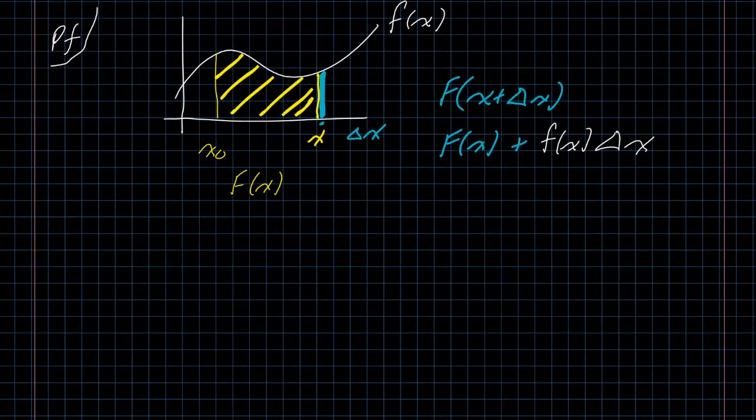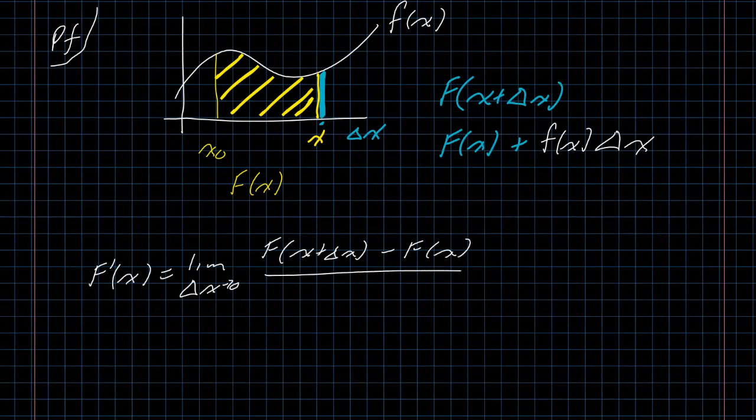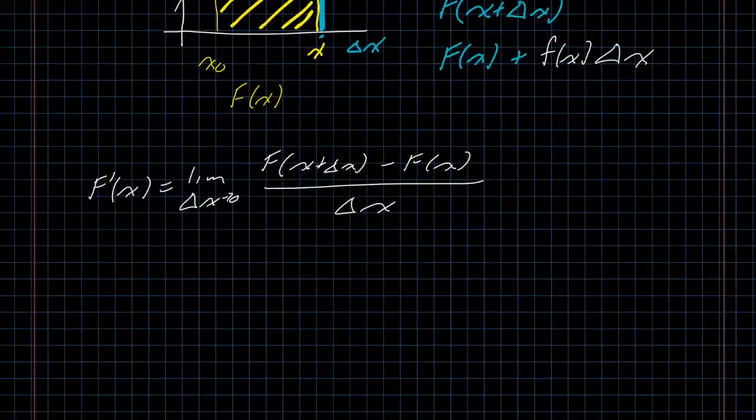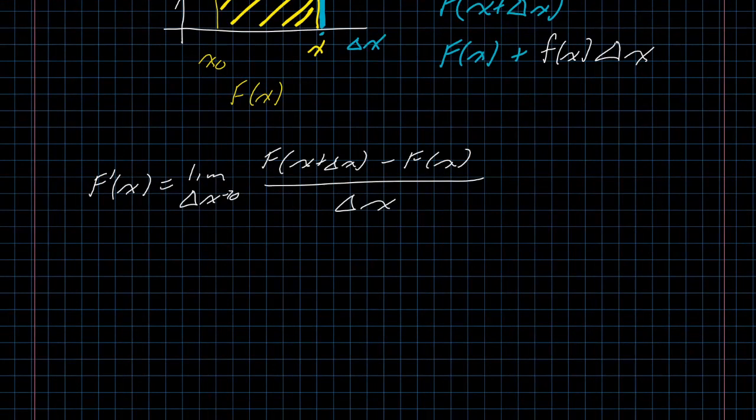And with that in mind, the definition of the derivative says that big F prime of x is equal to the limit as delta x goes to 0 of big F of x plus delta x minus big F of x, all over delta x. And substituting in what we just figured out, big F of x plus delta x is big F of x plus little f of x times delta x.